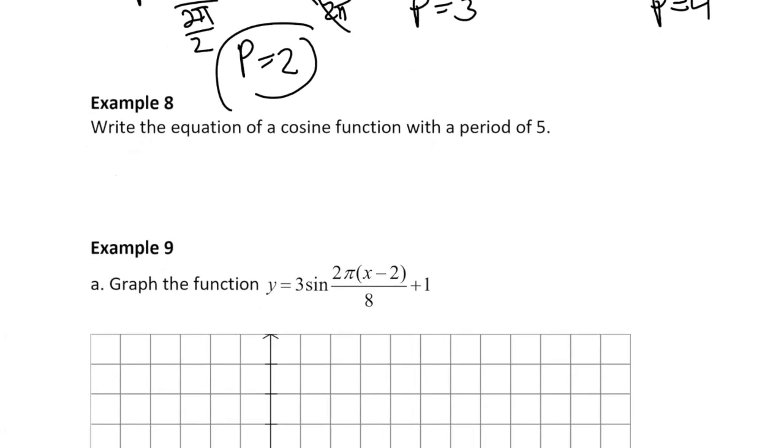And if they want to say, well, what would happen if you wanted to create a cosine function with a period of 5? We could probably do that pretty easily too. You could say y equals cosine 2 pi x over 5.